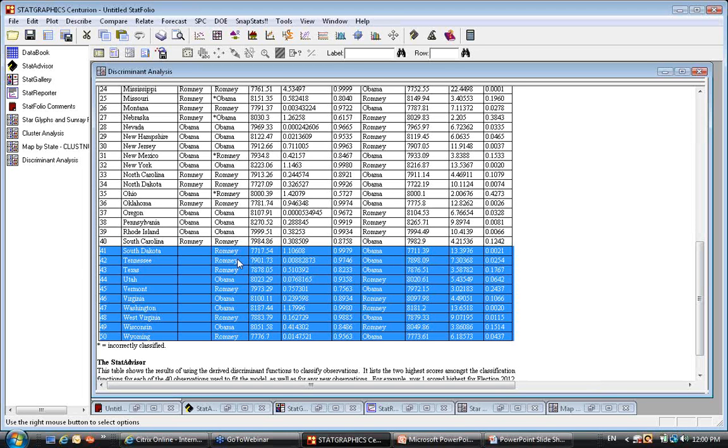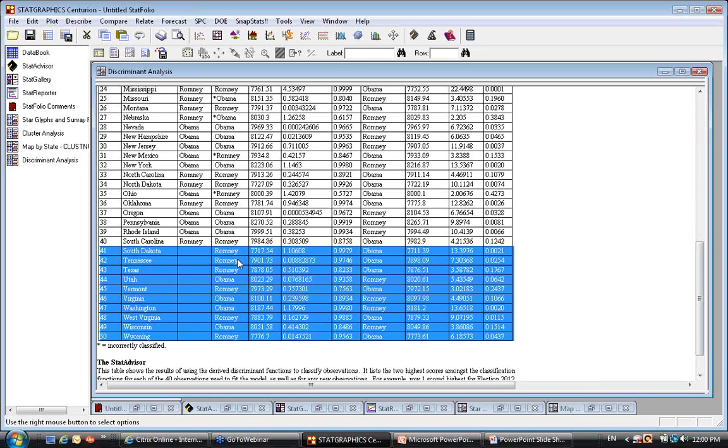So in the validation data set, we have basically 80% success. Unfortunately, less than we would have guessed from the training set, and that's always the way it's likely to be. Okay. Well, that is the linear discriminant analysis in Statgraphics.